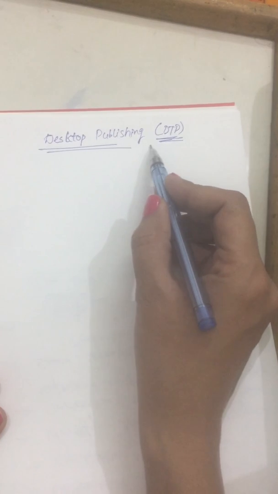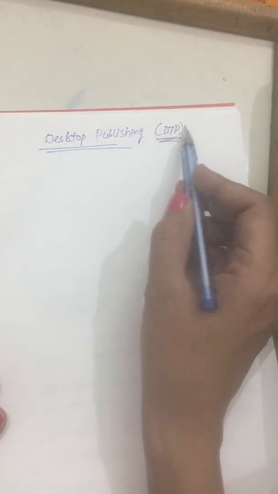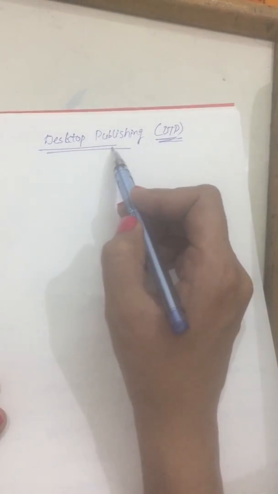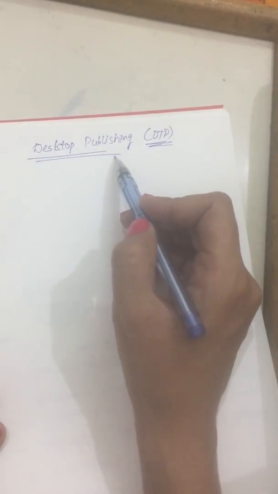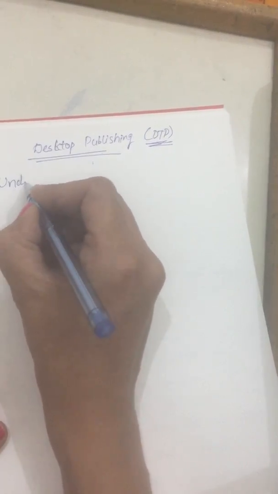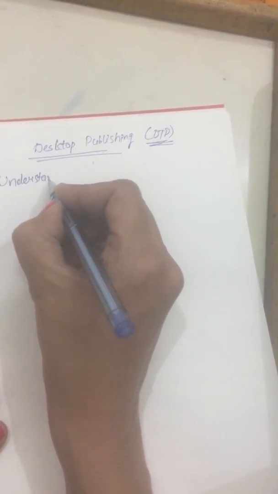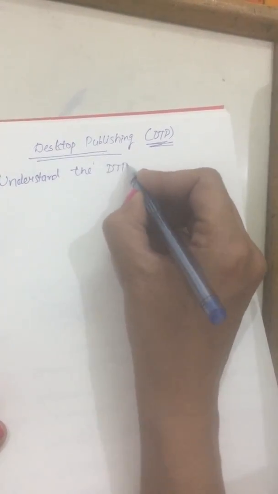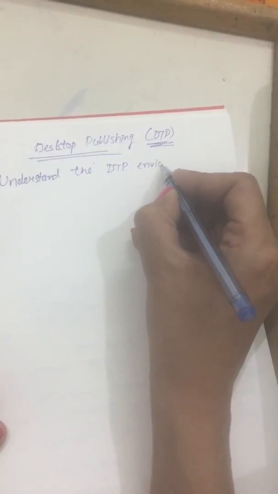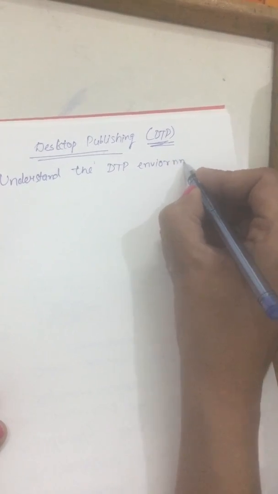Good morning, students. Today we are discussing desktop publishing, that is DTP. DTP is the short form for desktop publishing. What we read in this topic, after reading desktop publishing, we understand the concepts of the DTP environment, that is, in which environment we can use this DTP.